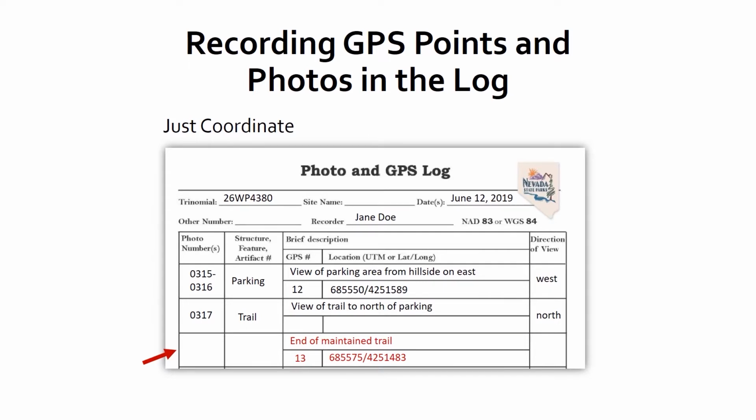They're just marking the end of the maintained trail. When they hit their GPS, it was number 13, and that is the easting and northing.